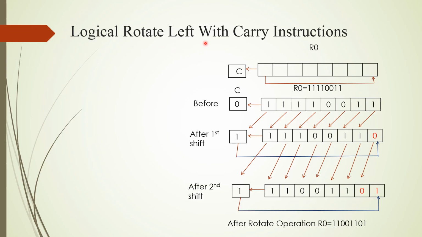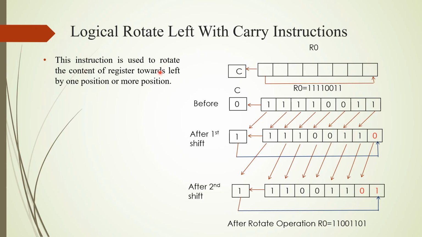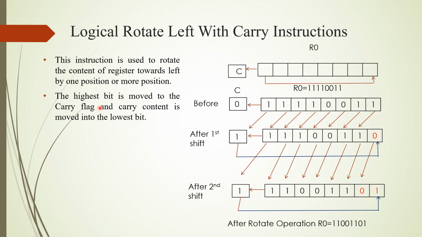Logical rotate left with carry. This instruction is used to rotate the content of a register towards the left by one position or more positions. The highest bit is moved to the carry flag and the carry content is moved into the lowest bit, that is the LSB. Once again, no bits are lost. Example, RLC #2, R0. RLC is rotate left with carry, 2 gives the number of counts, and R0 is the destination operand.